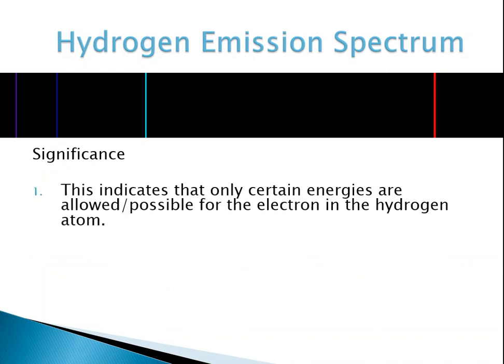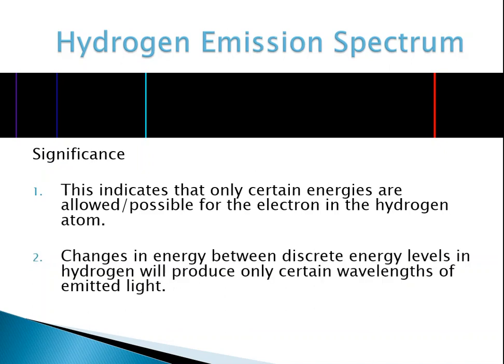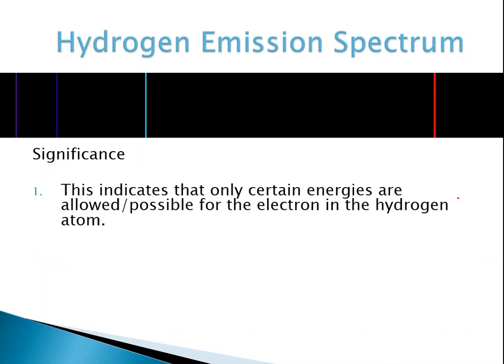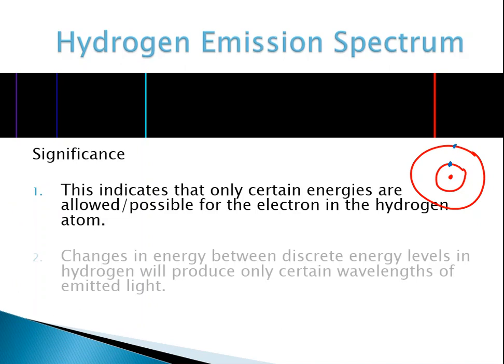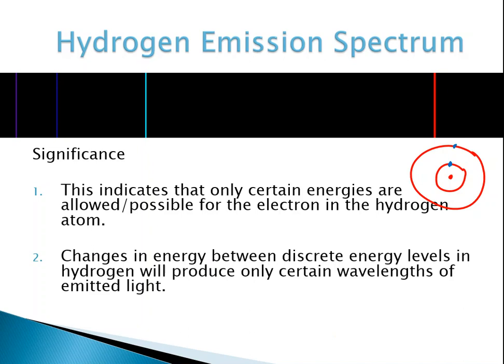Well, the fact that we only see individual lines in the spectrum tells us that only certain transitions are possible for electrons. So just to draw this out here, if we looked at a Bohr model of an atom, if that red dot is the nucleus, what we're saying is that electrons can live in those energy levels, but they cannot live in between. So the changes in energy between those energy levels will only produce certain wavelengths of light.